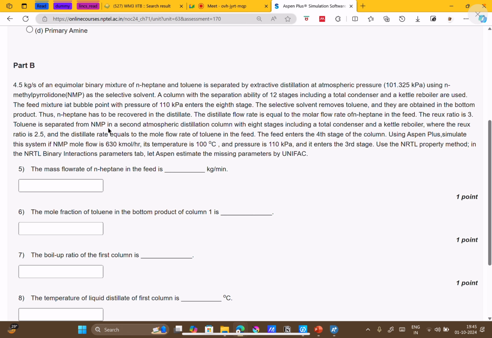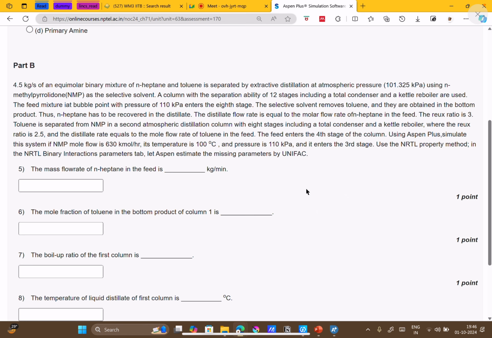Toluene is separated from NMP in a second atmospheric distillation column with 8 stages, including a total condenser and a reboiler, where the reflux ratio is 2.5 and the distillate rate equals the mole flow rate of toluene in the feed. The feed enters the 4th stage of the column. Using the Aspen Plus simulator for this system, if the NMP flow rate is 630, at 100 degrees centigrade and pressure 170, and it enters at the 3rd stage, use the NRTL property method and binary data.